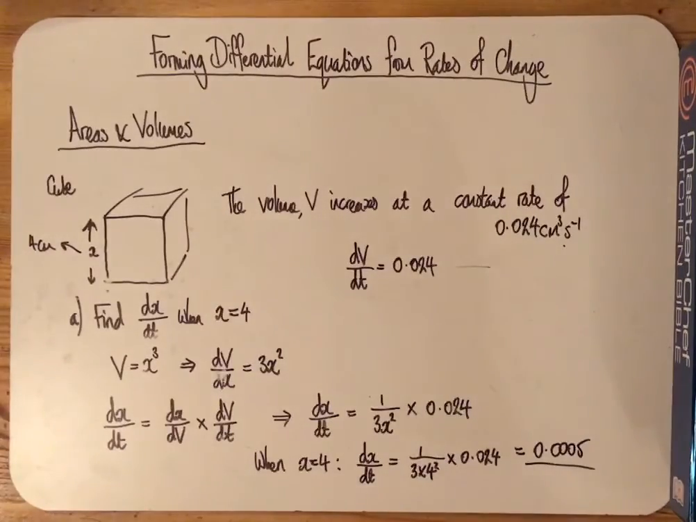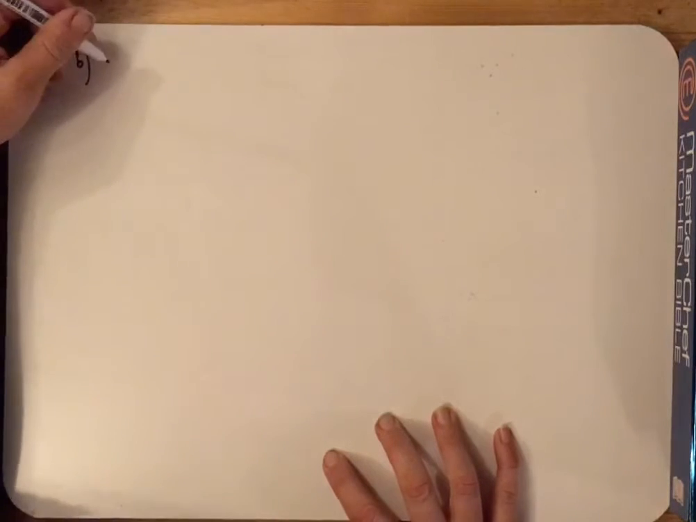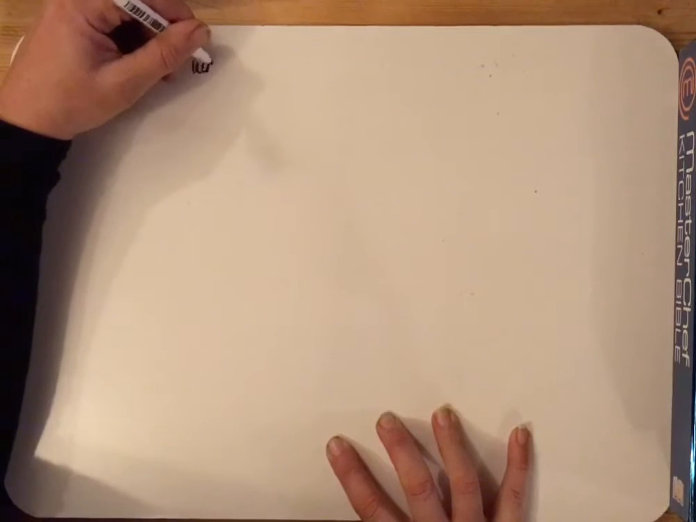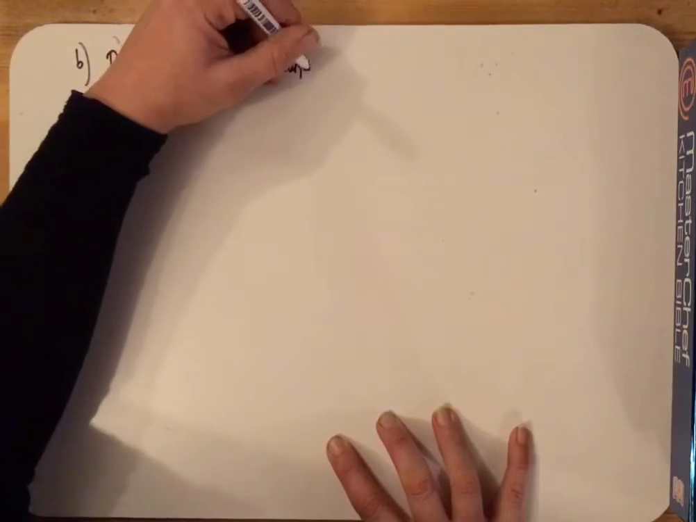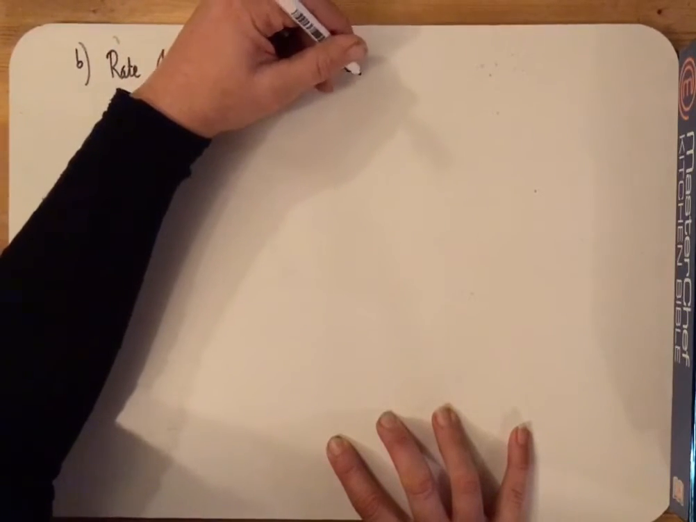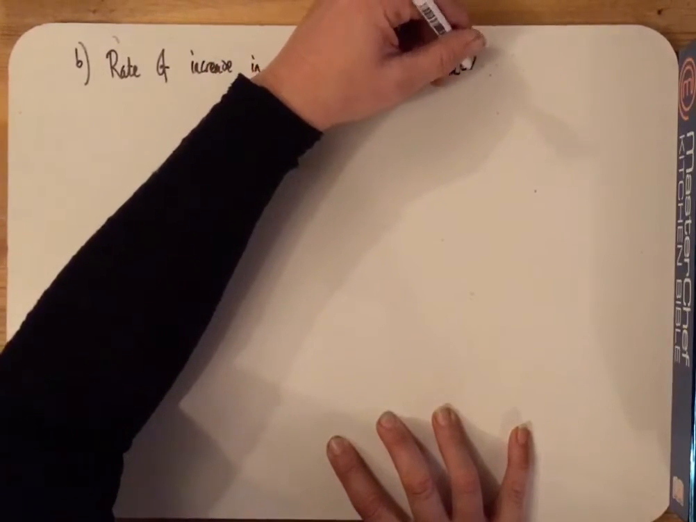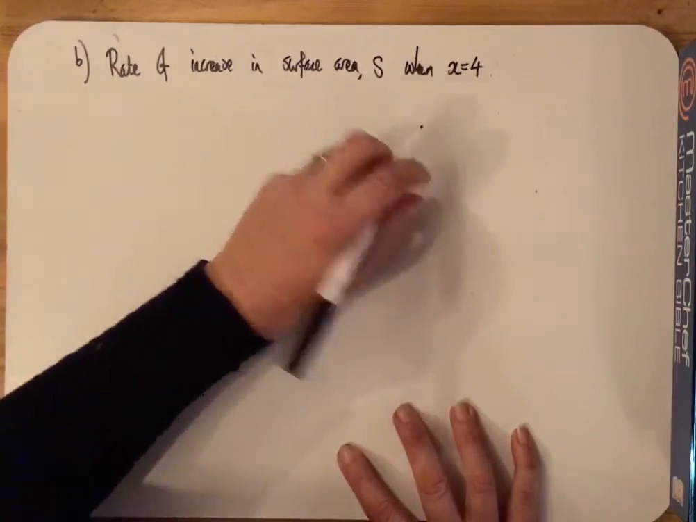I was going to do a tiny bit more: rate of change in surface area. We're still on the same cube. I'm going to do one more example. I think I might run out of time if I'm not careful. So part B: the rate of increase in surface area S when x equals 4.